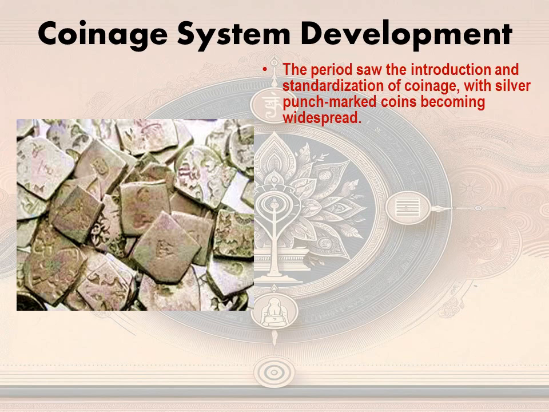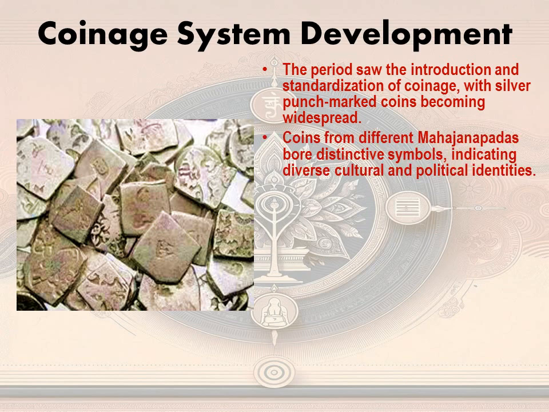This period saw the introduction of standardization of coinage, with silver punch marked coins becoming widespread. Now, what were punch marked coins? These were coins made from molten metal sheets. A metal sheet, mainly of silver, was made, and when it was in a soft semi-molten stage, different kinds of stamps were used to punch symbols into it, and then the thin sheet was cut with a scissor-like implement in order to make different kinds of geometrical shapes, which came to be called punch marked coins. And the name punch marked comes because symbols were punched into them with the help of a stamp-like device.